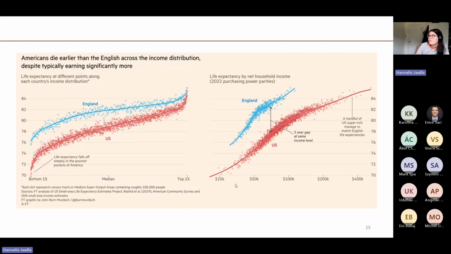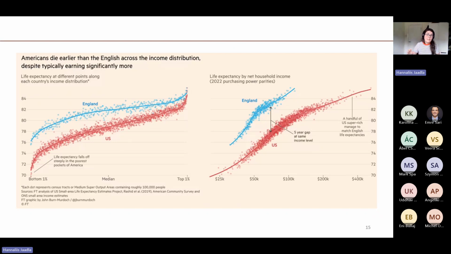And on the right side, you see the difference in the variation in the income. So there are very different levels of incomes in the US compared to England, which is much more between 30 and, let's say, 100, and average 110,000. I think it's dollars there. Whereas in the US, you have many places where the average income levels are much lower or much higher. And there's almost a 5-year gap in life expectancy at the same levels of income between England and the US.